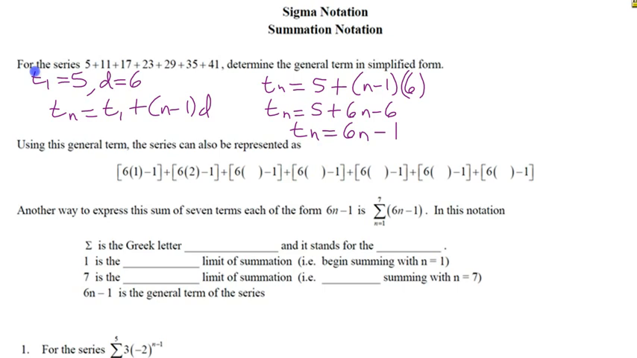Using this general term, the series can also be represented as, so T sub 1, right, here's T1, is 6 times 1 minus 1. T2 is 6 times 2 minus 1. T3 is 6 times? 3. T4 is? 6 times 4. T5 is? 6 times 5. T6 is? 6 times 6. And T7 is? 6 times 7. Right, okay, which is 6 times 7 is 42, minus 1 is 41, right? And we want the sum of these 7 terms. Another way to express the sum of 7 terms, each of the form 6n minus 1, is this.